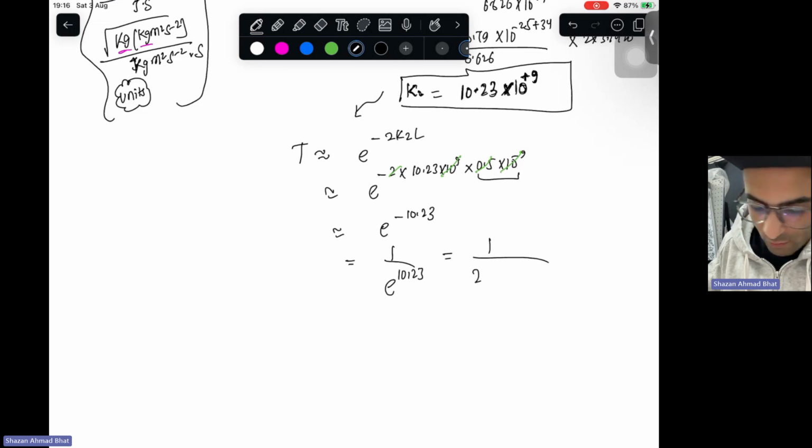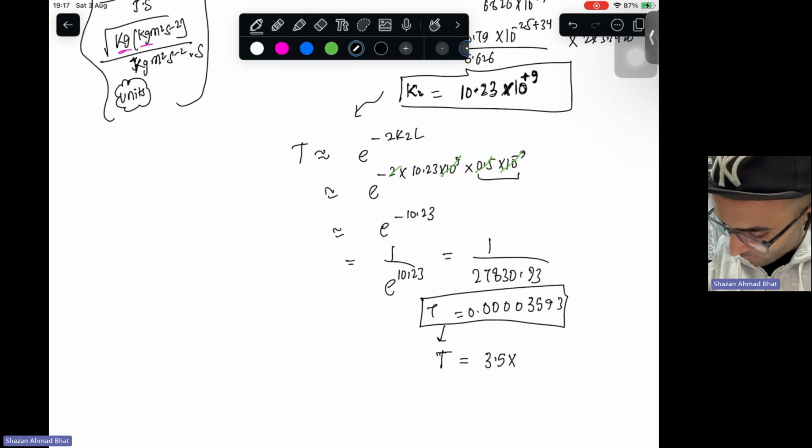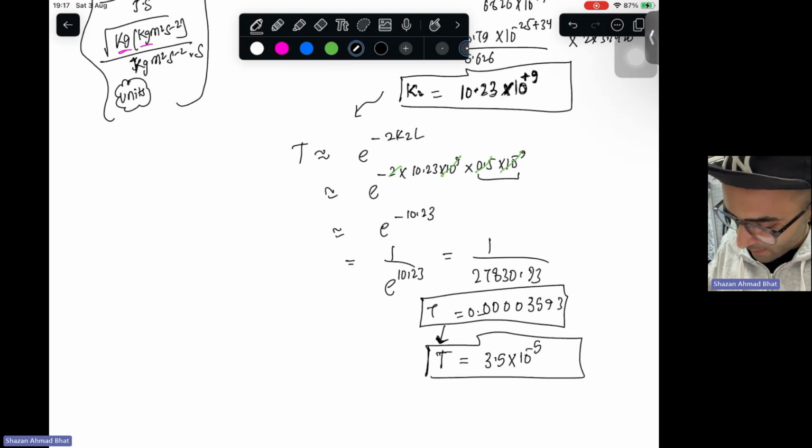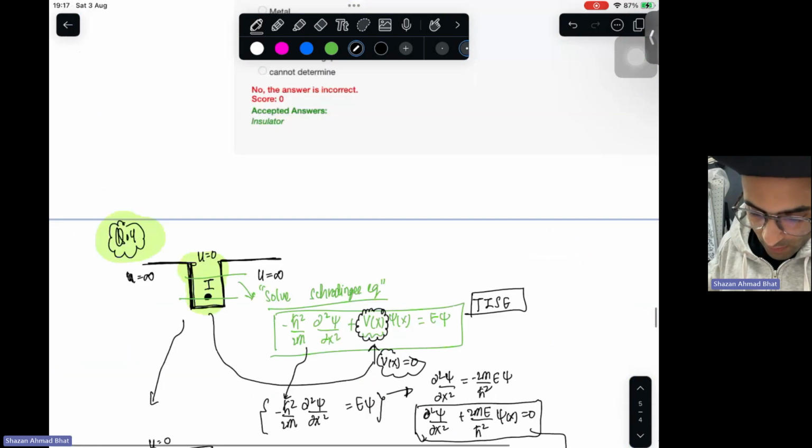You get 1 over 27830.93, and you can divide. You get 0.000033593. This is the tunneling probability, or approximately you can write the tunneling probability as 3.5 into 10 to the power minus 5. It has no units because it is a probability. So the answer for this is 3.5 into 10 to the power minus 5. 10 to the power minus 5 is the important thing, which is the order.